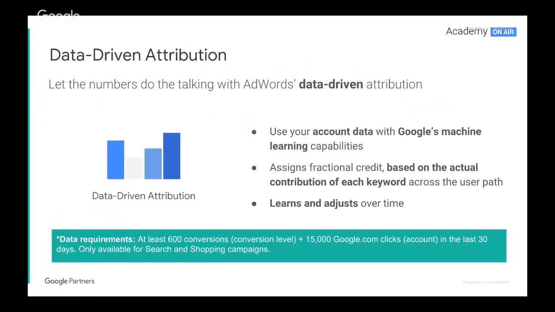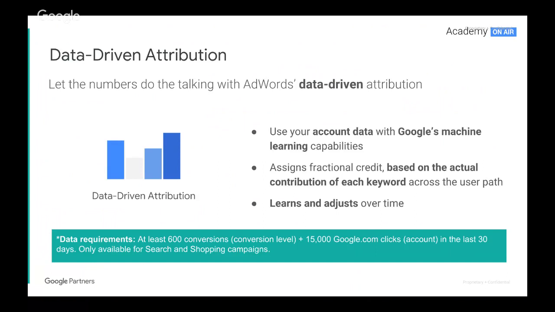With data-driven, we recommend this one because it's the only attribution model that actually takes into account your data. What it will do is take all of your account data, so what's happening with all of your clicks and conversions, run that through Google's machine learning algorithms, and then it will assign fractional credit across the various touch points based on how they actually contributed to the path. And the great thing about this one is that it will actually learn and adjust over time. So as the seasons change, as you get more data coming in, and as conversion cycles change over time, it will be able to update with you without you having to change any additional settings here.